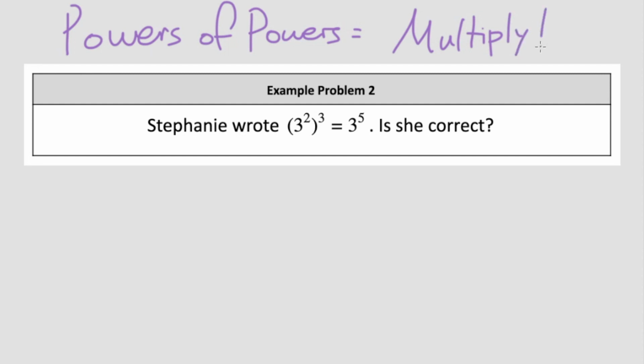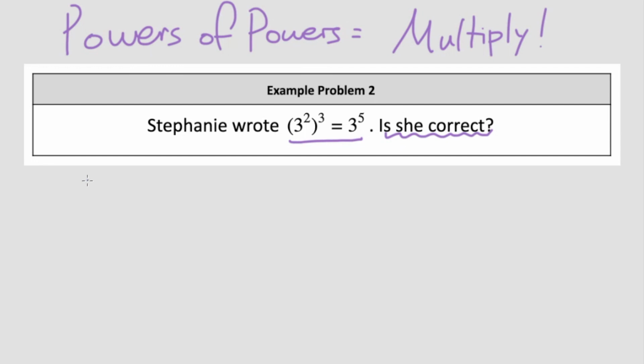So let's look at this example problem. We have Stephanie, who wrote 3 to the power of 2 to the power of 3 is equal to 3 to the power of 5. Is she correct? Well, if Stephanie were here, I'd probably tell her that she is almost perfect, as I usually tell her in class. Let's go into why.